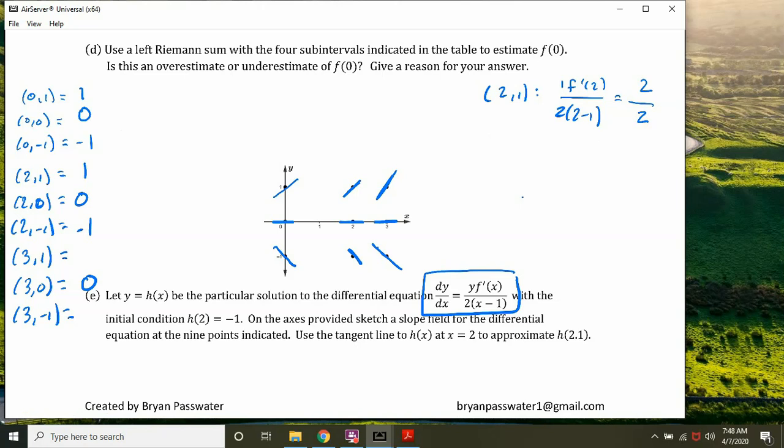So in any event, we've got these slopes, and there's your slope field. So again, just take your time and be careful with that.